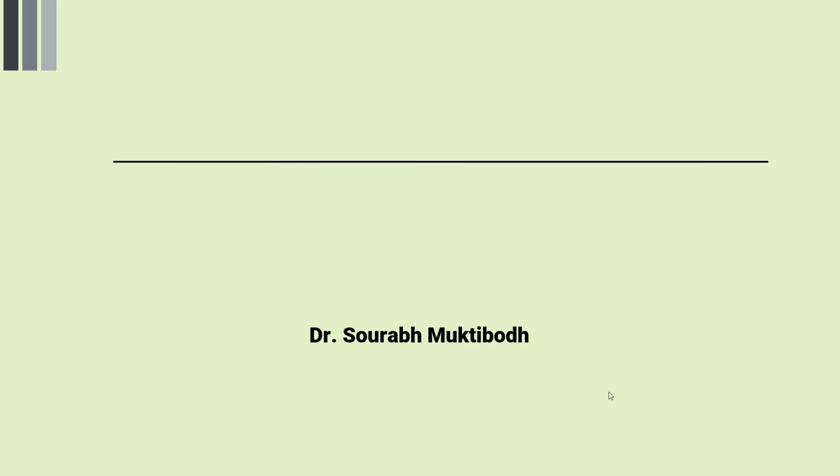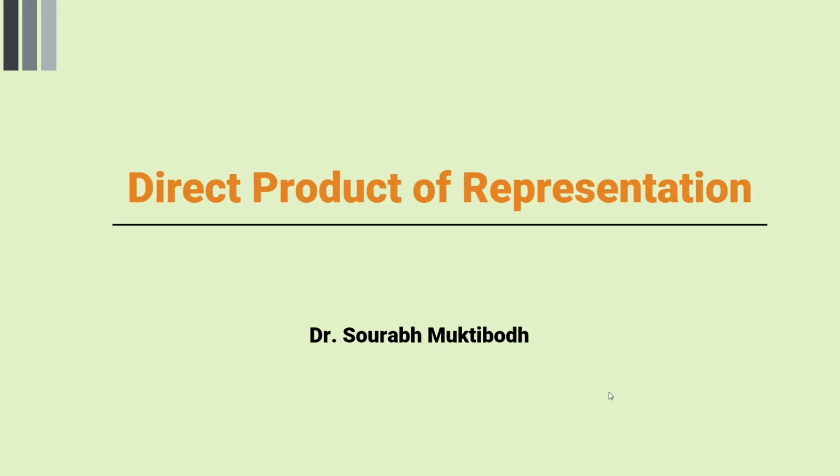We are now talking about direct product of representations. We have so far learned about reducible and irreducible representations and character tables. We have seen that the character table is a collection of characters of different irreducible representations, and now we are going to see how the products respond to various conditions.